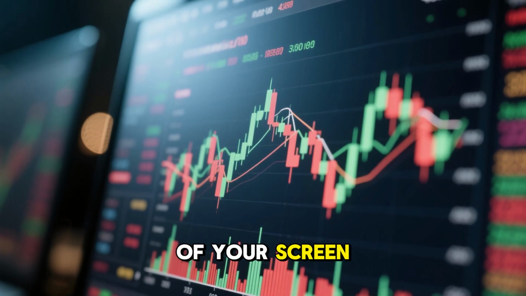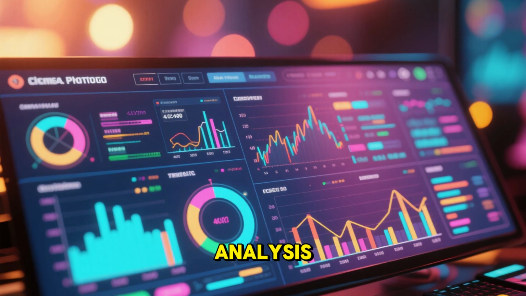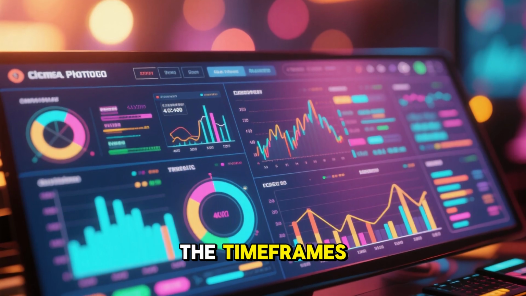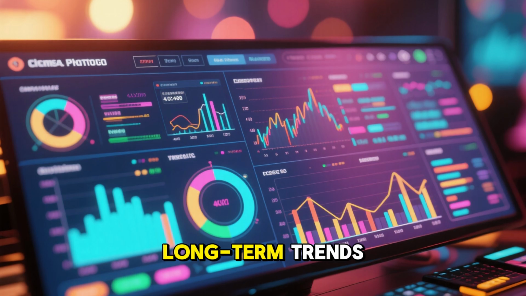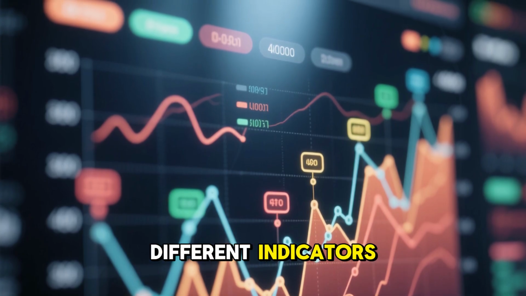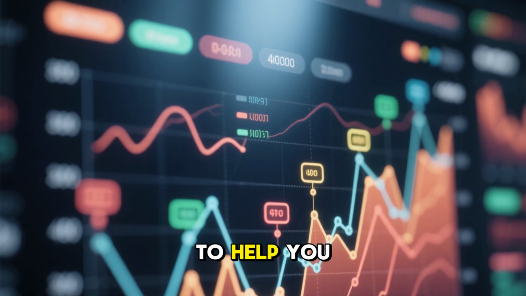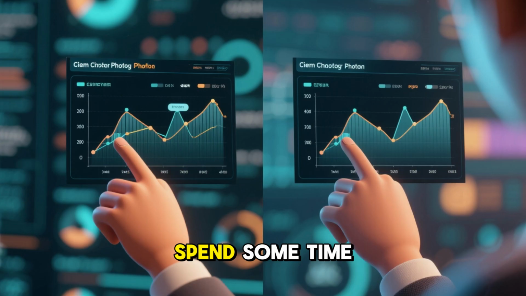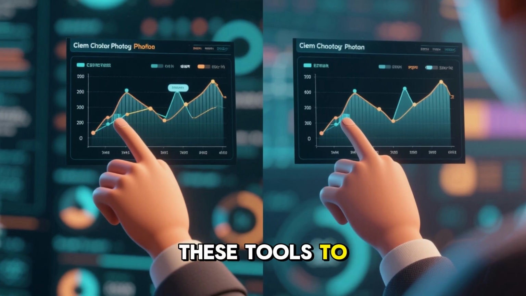In the center of your screen, you'll see the price chart. This is your command center for technical analysis. You can change the time frames from 1 minute up to 1 month to see both short-term price action and long-term trends. You can also add a ton of different indicators like moving averages, RSI, or MACD to help you make informed decisions. Spend some time playing around with these tools to find what works for your strategy.